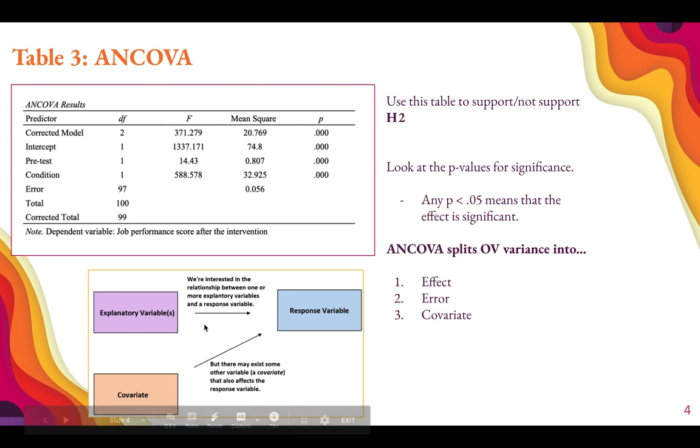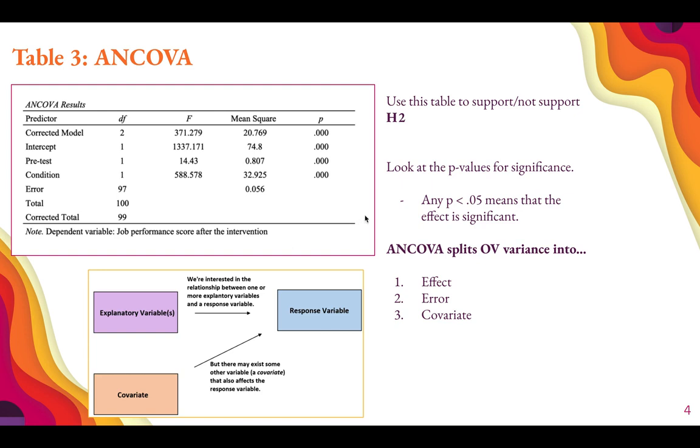There are sometimes that we're mainly interested in seeing how the EI training impacted our outcome variable. But in real life, we also have covariates, meaning there are also things that could affect the outcome variable. And so we need to account for those, and that's what ANCOVA does. And again, to note, the dependent variable in this case is job performance score after the intervention, because that's what we're looking at to see whether the EI training had a significant effect on job performance after the intervention.